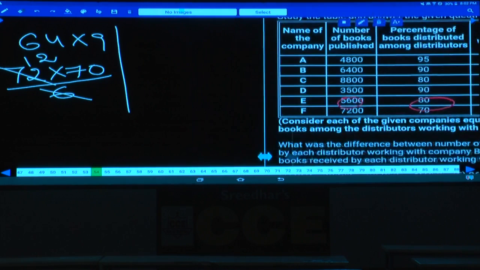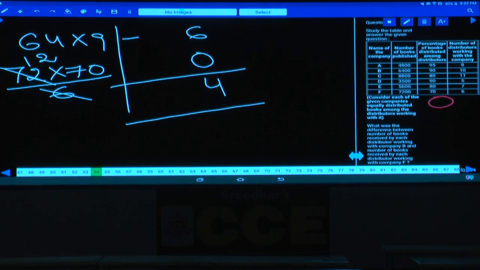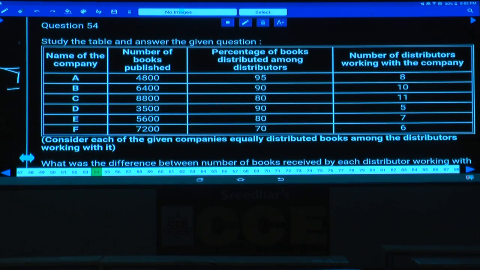12 times. So, you know that 12 into 70 is definitely more than 64 into 9. 64 into 9 ends with 6. 12 into 70 ends with 0. Am I right? If you subtract a number ending with a 0, number ending with 6 from number ending with 0, your answer should end with 4. How many options are ending with 4? Final answer.